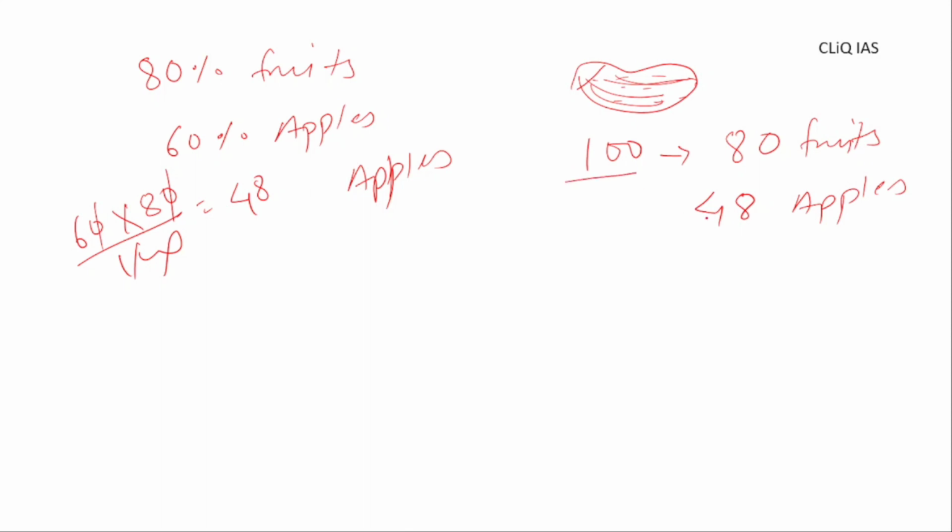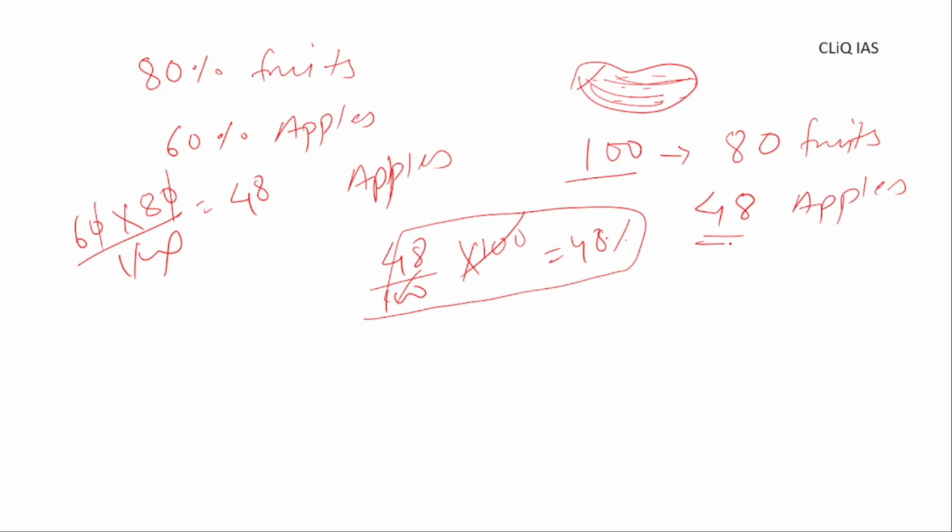Total 100, out of which 48 are apples. So what is the percentage of apples? 48 by the total, that is 100, multiplied by 100%. It means 48% itself. So my point is we don't have to do this. Whatever you get here, that's the answer.